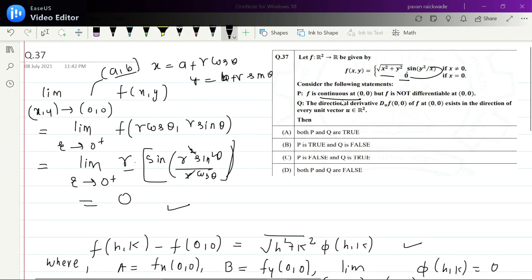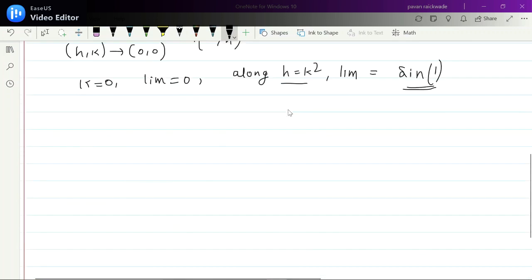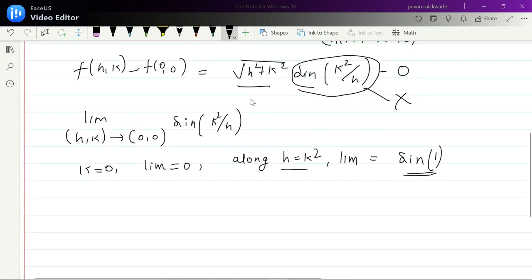Now you have to check whether the Q statement is correct or not. I think I need the question again here.